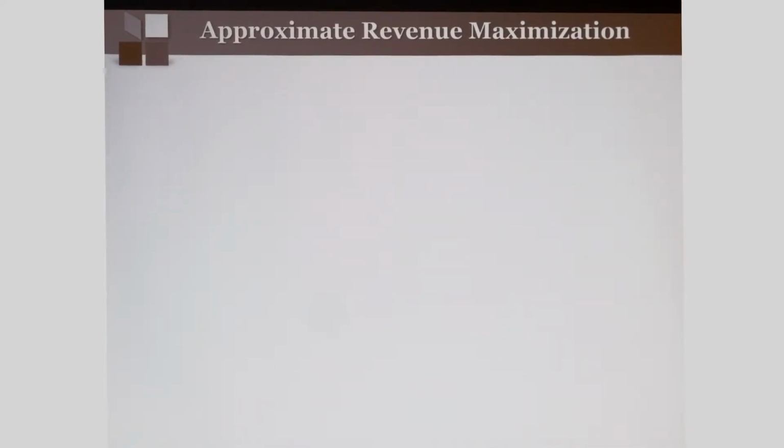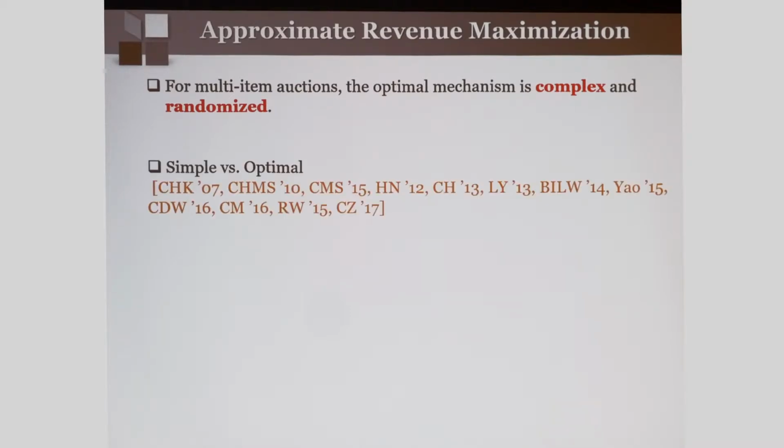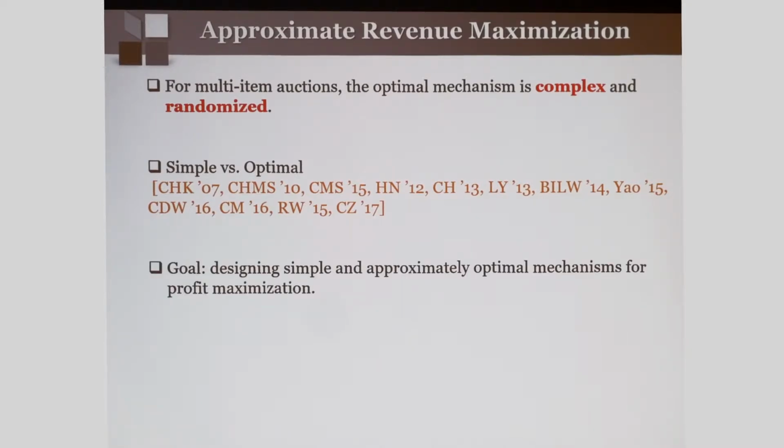Back to the classic revenue maximization problem. In the multi-item case, it's well known that the optimal mechanism is randomized and extremely complex, and yet there's a large body of beautiful work that managed to generalize the simple versus optimal result to the multiple buyer, multiple item case, with relatively broad valuation functions. Working on a generalization of the classic revenue maximization problem, we also aim for designing a simple and approximately optimal mechanism in our setting.